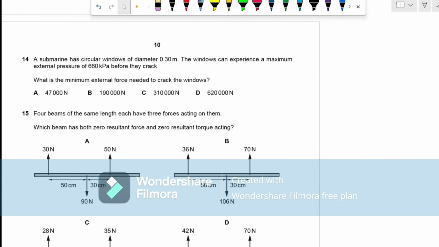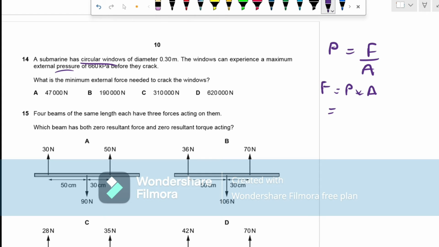A submarine has circular windows of diameter 0.30 m, and it is going to experience a maximum external pressure. So what do I know? Just start with what you know. Time is not on our side. Pressure is force divided by area. That's where I'm starting here, guys. Force is going to be equivalent to pressure times area. Very important, I'm making relations here.